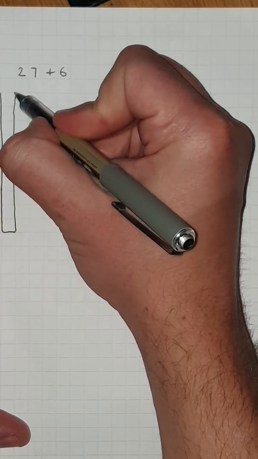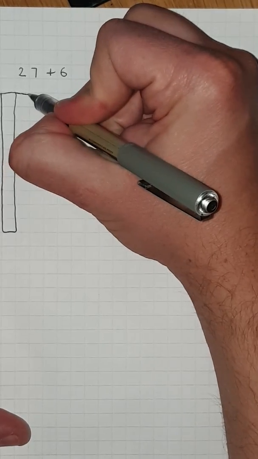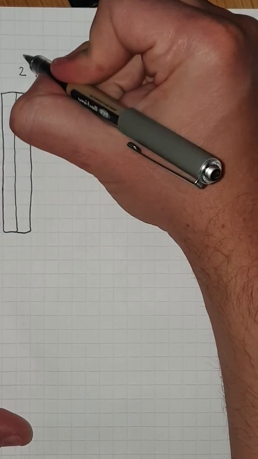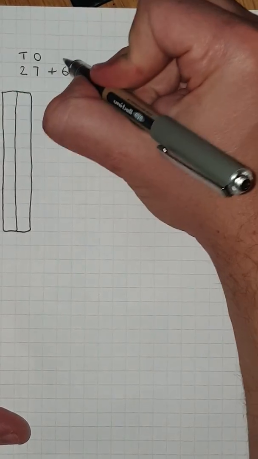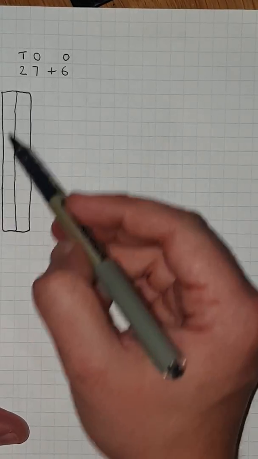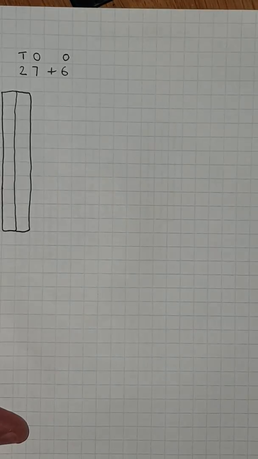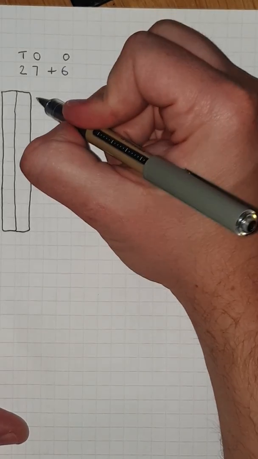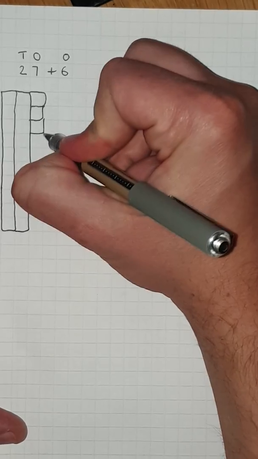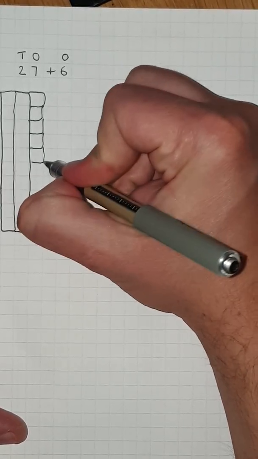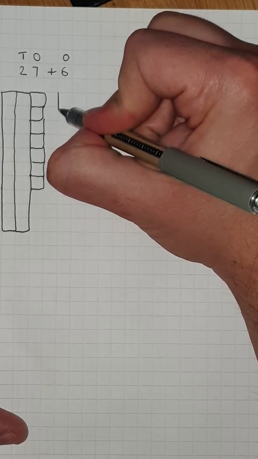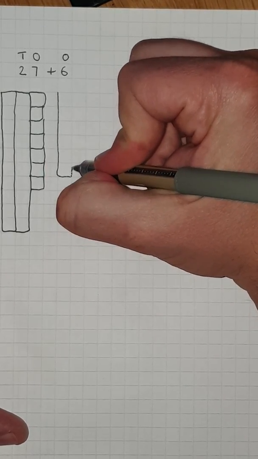With 2 lots of 10 to start with, because we've got 2 in our tens column. And I will write my headings. Headings will help children be able to create that relationship between the pictorial and the abstract, as I said previously. And then we've got 7 ones. 1, 2, 3, 4, 5, 6, 7. And then with the 6, we've got 6 ones, like so.